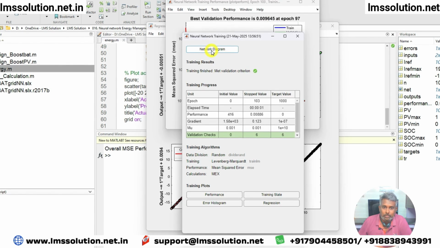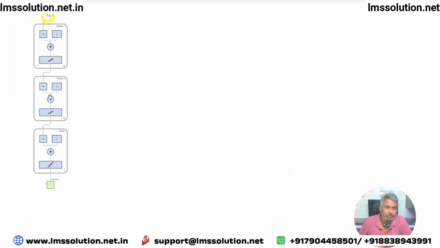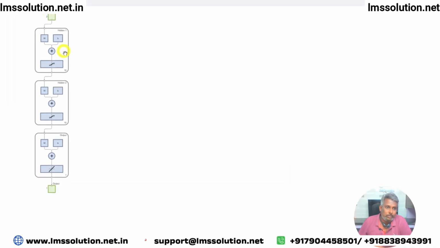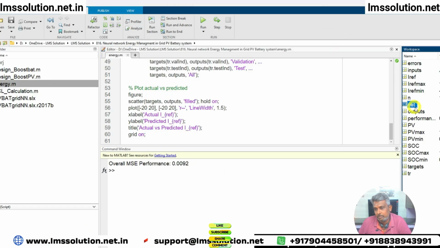Here you will see the network diagram. This is a diagram of the neural network we trained. Input will be 2, output will be 1. Here you see hidden layer 1, hidden layer 2, and this is the output layer. There are 3 layers: layer 1, layer 2, layer 3. After the training process, you will get this neural network here.